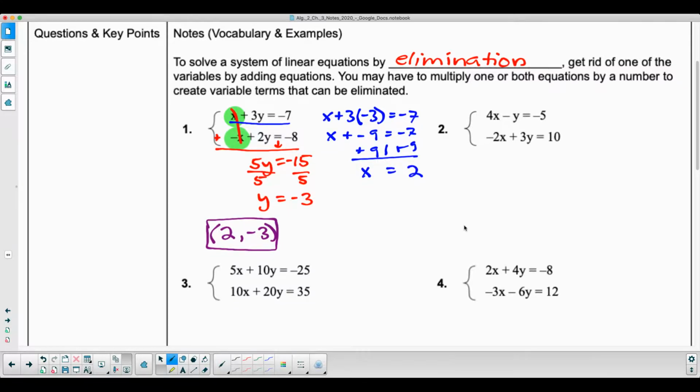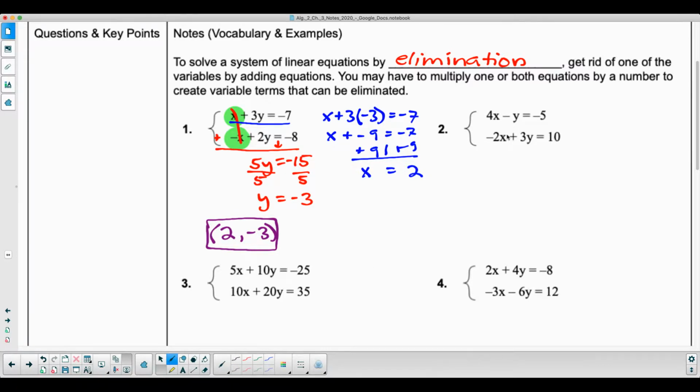All right, now we are going to take a look at number 2. 4x minus y equals negative 5. Negative 2x plus 3y equals 10. As you can see here, x has a positive coefficient here, but x has a negative coefficient in the second equation. Y is kind of the same thing. Y is negative here, y is positive down here. So we can really deal with either of these. What needs to happen, though, is the variable that we choose to eliminate has to have the same coefficient with opposite signs.